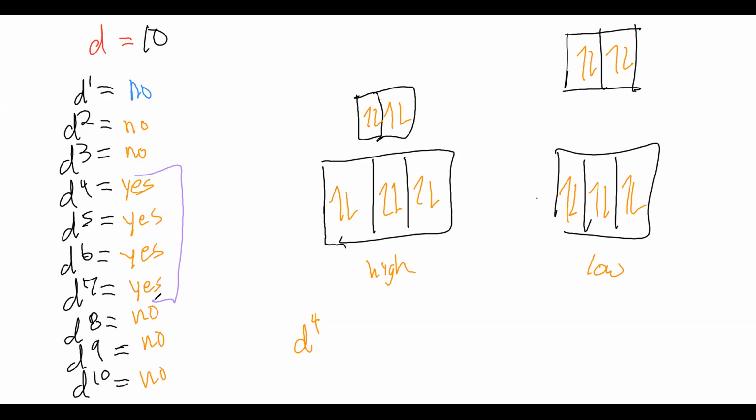So the range where high spin and low spin matters is between D4, D5, D6, and D7. More than that, and our orbitals look the same. Less than that, and our orbitals look the same as well.